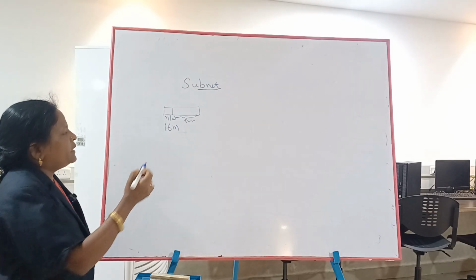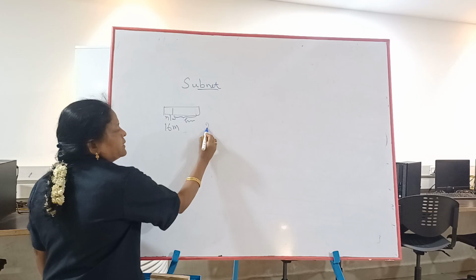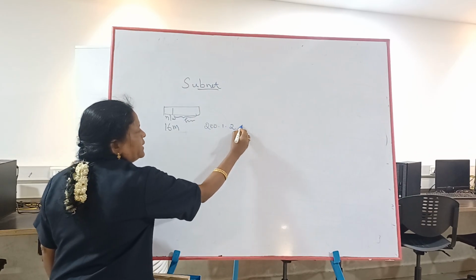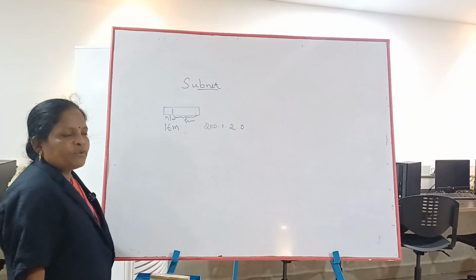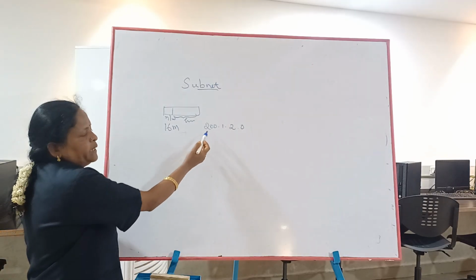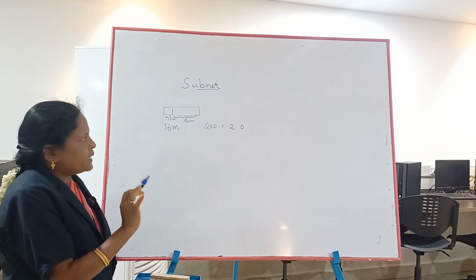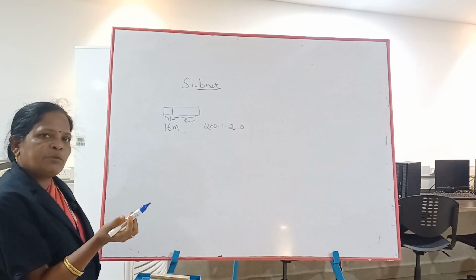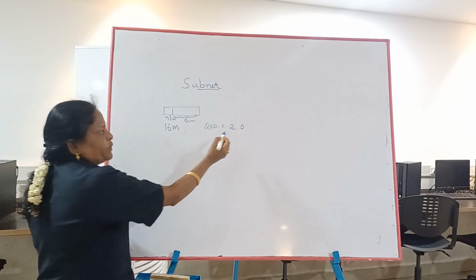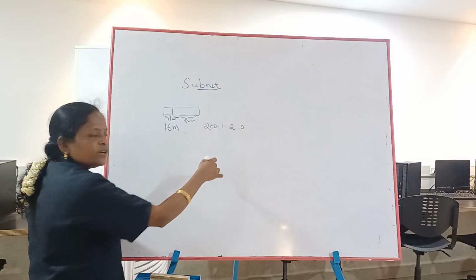For example, consider class C. The given IP address, for example, is 200.1.2.0. From the given IP, you can identify the class. This is class C. How many hosts can we connect? Totally 256, from 0 to 256. This is the range for class C.